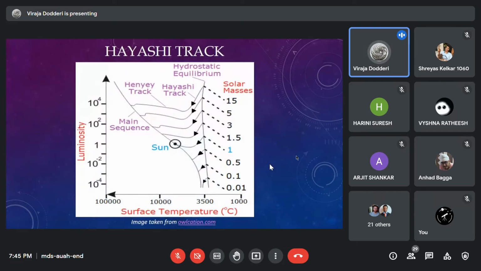And then to understand the evolution, you must know about the Hayashi Track. Hayashi Track is basically a luminosity and temperature relationship. So stars between around 0.1 to 3 solar masses usually have this radiative zone before they reach the main sequence, because they're small mass stars.